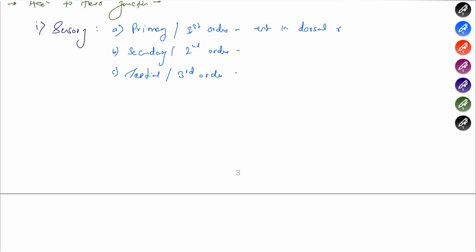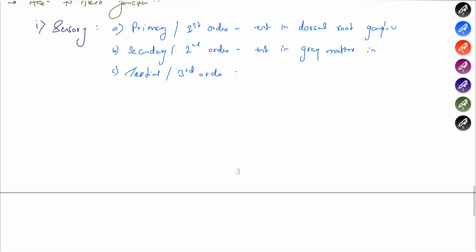The second order neuron is present in the gray matter of spinal cord and in brainstem. And the tertiary or third order neuron is present in the topmost, that is thalamus.